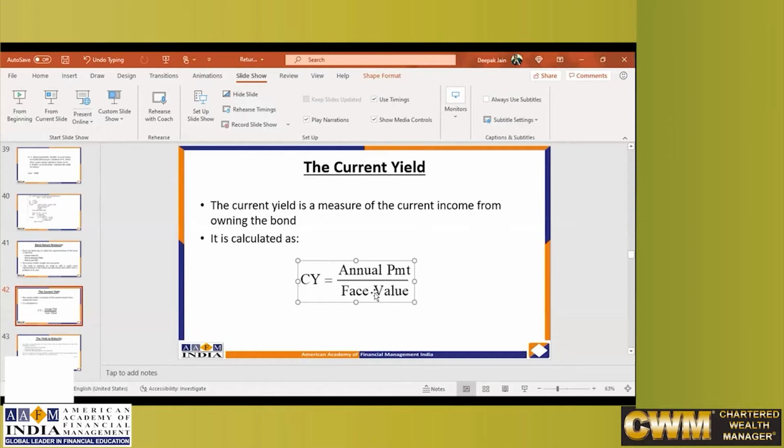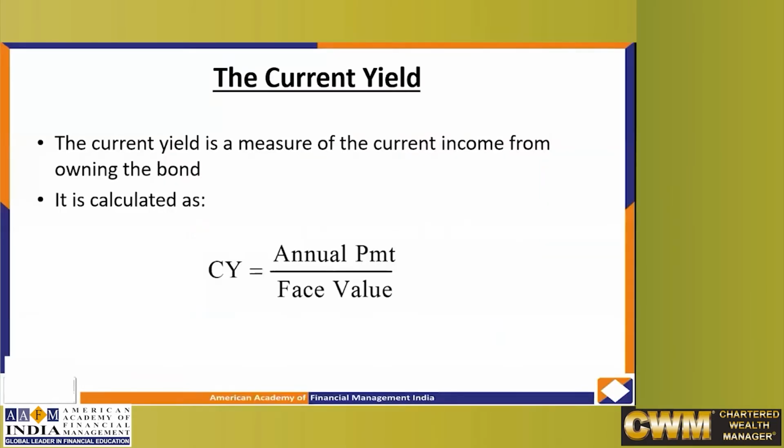तो मुझको 1,000 रुपए का इंटरेस्ट मिलता है, मैंने 10,000 रुपए लगाए थे इस बॉन्ड को खरीदने के लिए, तो that means my current income is 10%. So current yield is 10%. It is ignoring any capital gain which is resulting from the bond.